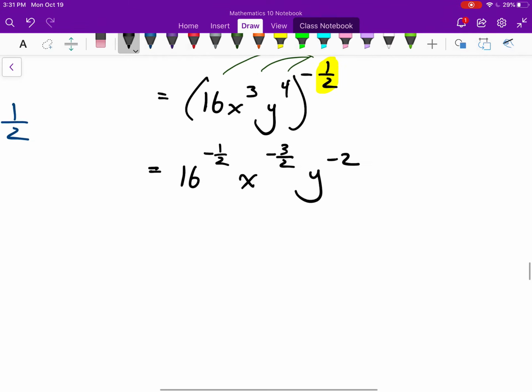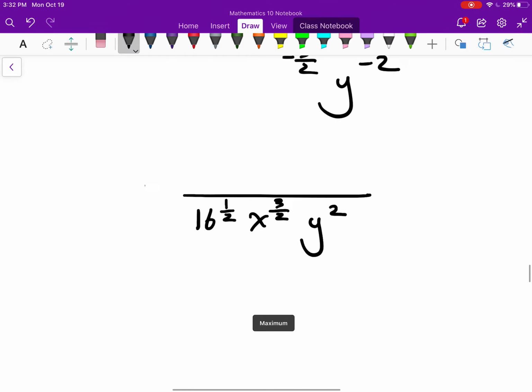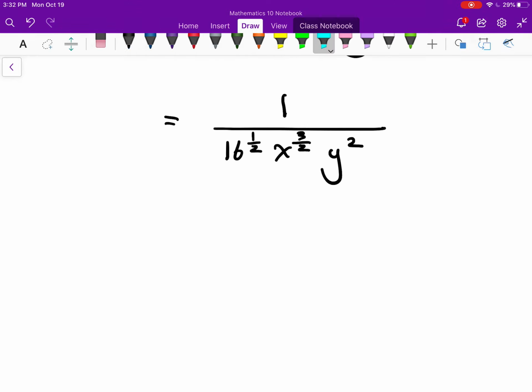All right, so now I got a lot of negative exponents. In fact, everything's negative. So I can rewrite all of this as positive exponents in the denominator. So 16 to the negative 1/2 means 16 to the positive 1/2 in the denominator. X to the negative 3/2 in the numerator, positive 3/2 down here, and y to the positive 2 down there. Don't forget my numerator, I have to have something up here, so 1, right, because everything's in the denominator. And now all that's really left is this 16 to the 1/2, because everything else is fine.